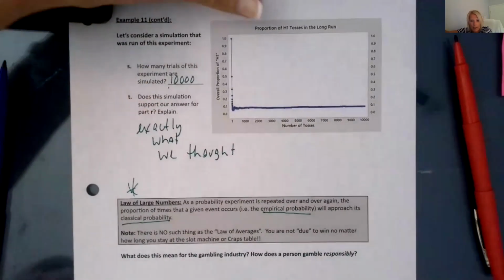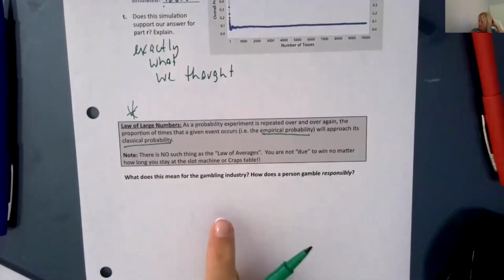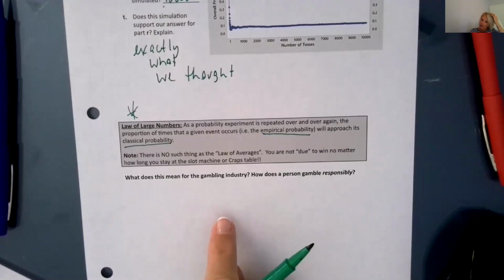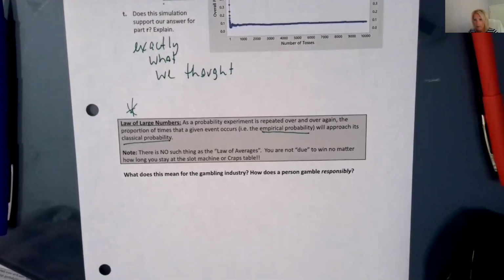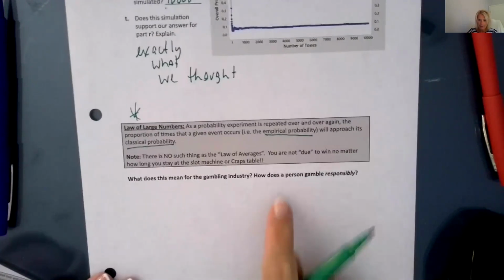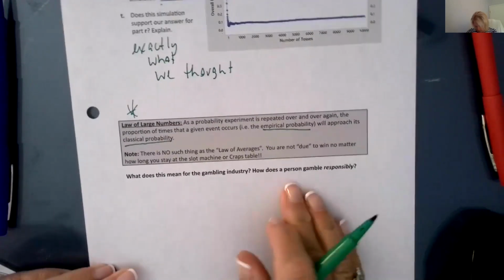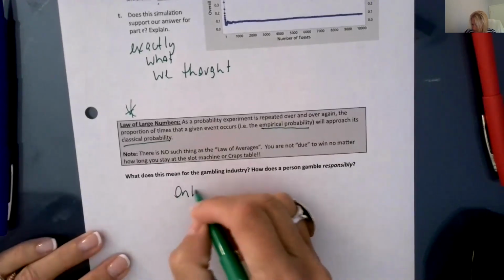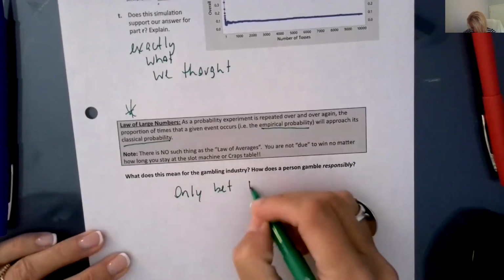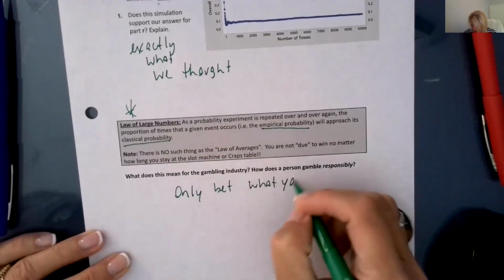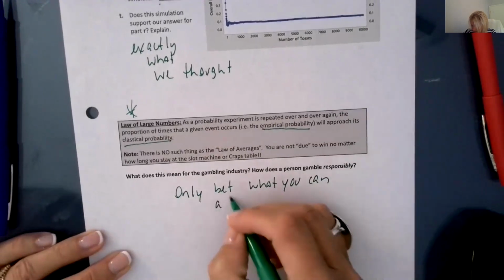And what does this mean for the gambling industry? It means that you may hit on the roulette table your number 3 or 4 times in a row, but eventually, if you kept playing in the long run, you're going to have just as many where you don't win. And so if you win, take your money and leave. That's gambling responsibly. And the biggest thing is only bet what you can afford to lose.